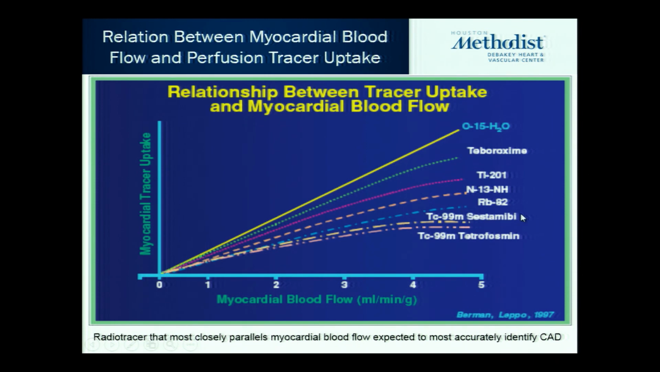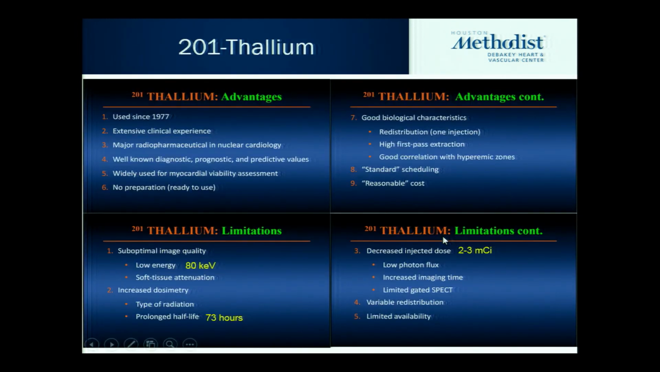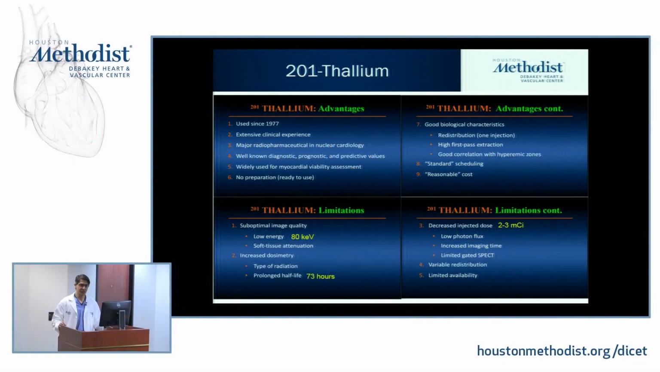Here's a common PET agent that we use, rubidium. You can see that it's kind of in between thallium and the tech agents. And actually, tech agents are not so good when it comes to tracking blood flow in proportion to blood flow. So let's now talk a little bit about the individual agents.